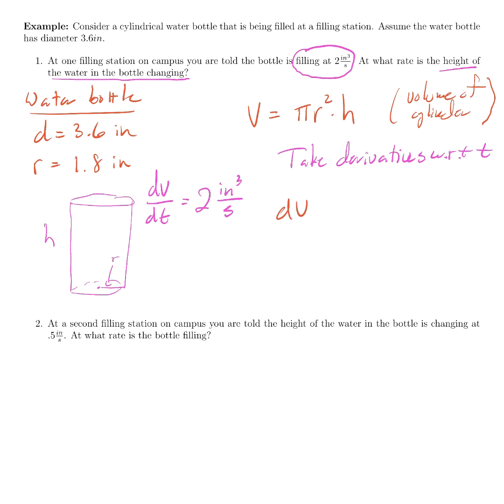And what happens when we do that? On the left-hand side, we get dV/dt is equal to pi times, well, the radius is fixed, so 1.8 squared, times, but the height is changing as water goes into the water bottle, times dh/dt. What have we been asked to find? We've been asked to find dh/dt. At what rate is the height of the water changing? So we want to find dh/dt, and we want to do that when we know dV/dt is 2 cubic inches per second.